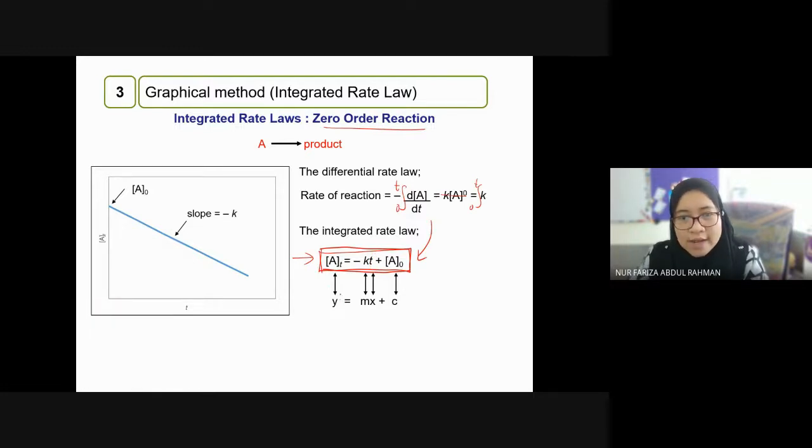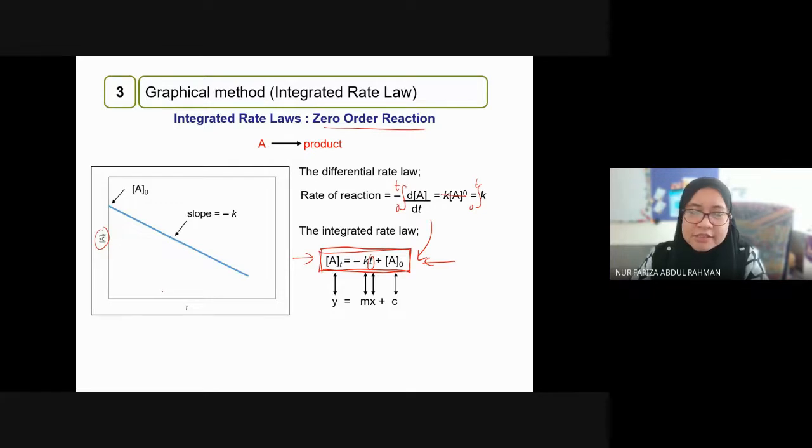Okay, so the y is concentration of A at t time and x is t. So that's why when this is a straight line equation, we can tally, correlate with the straight line equation, right? Therefore, we can sketch a graph from this equation, based on this equation, betul tak? So y is the concentration at t time.